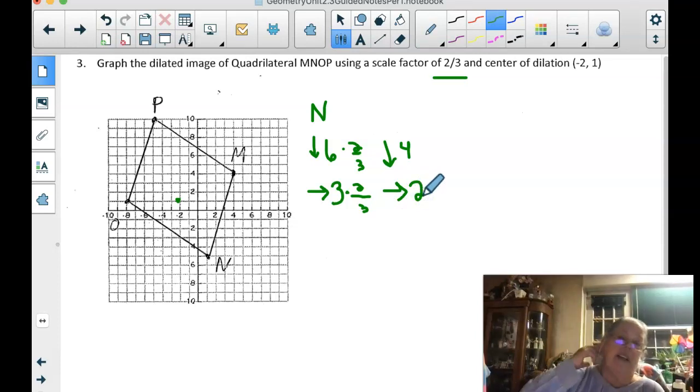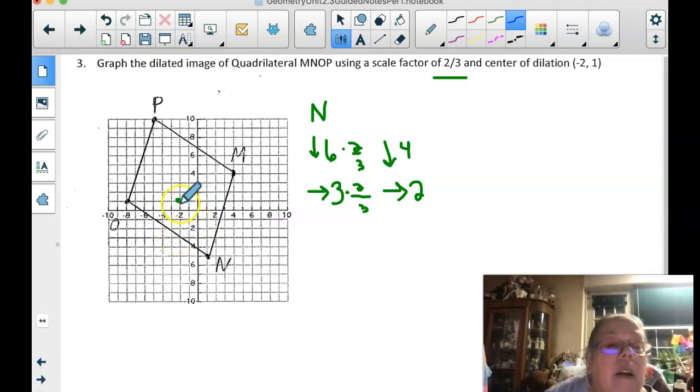I'm going back to my center of dilation. And I want to be blue. Okay, so I'm going back to my center of dilation. And I'm going to go down 4. 1, 2, 3, 4. I'm going to go over 2. 1, 2. I'm going to do that again because I'm a blind girl today. 1, 2, 3, 4 down. Over 1, 2. There we go. That's going to be my N prime.